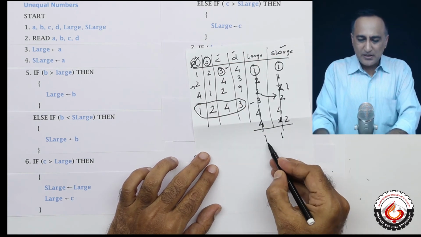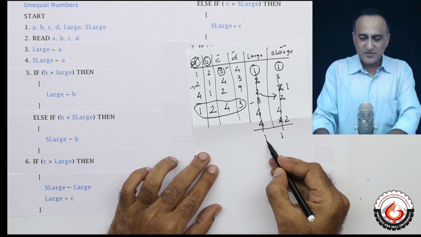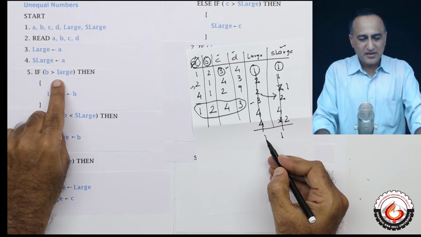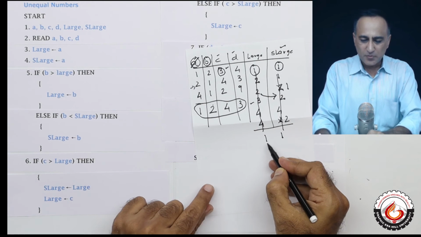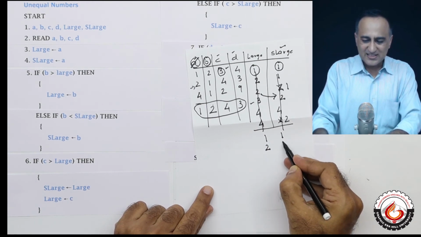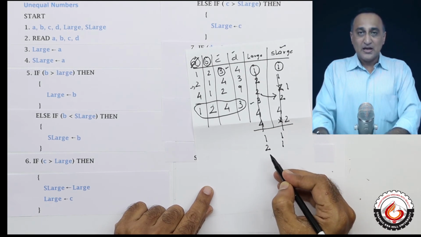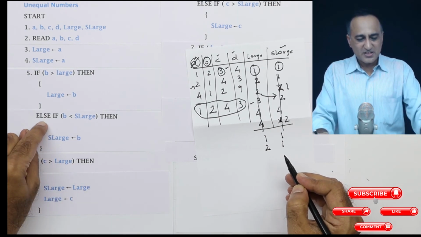Now when I come to B, B happens to be greater than the large. So this condition will come into the picture: if B greater than large, 2 is greater than 1. So my new large is going to be the value of B, so my new large happens to be 2. Second large does not change. It stays as it is, 1. Between two numbers, largest is 2, second largest is 1. So this else condition does not go.